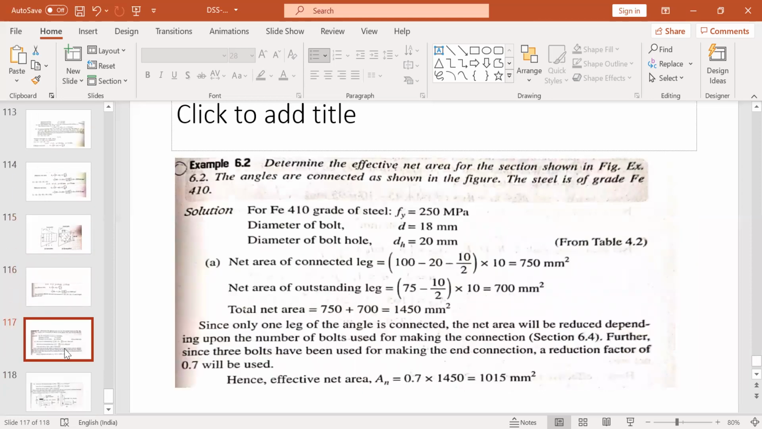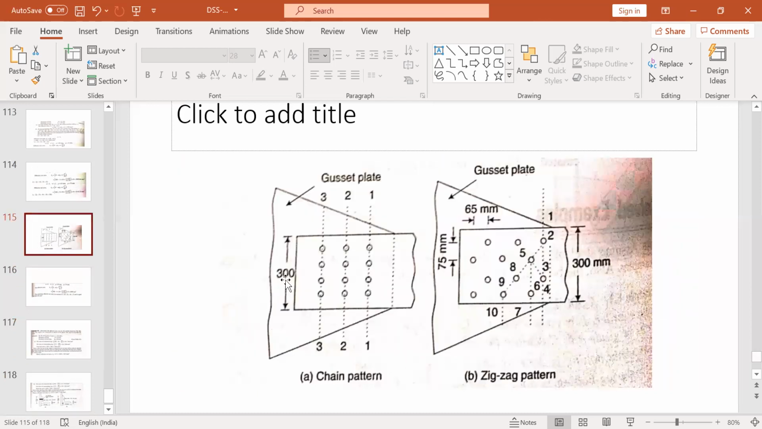Now let us move to another problem. Determine the net effective area for the section shown in the figure. The angles are connected as shown in figure. The steel is of grade Fe410. Now, like in the earlier case, it was plate. Plate was connected, and we had to find the net effective area for the plate. Now for angle, we know it is net effective area. It is not net area. So we have to find AN.